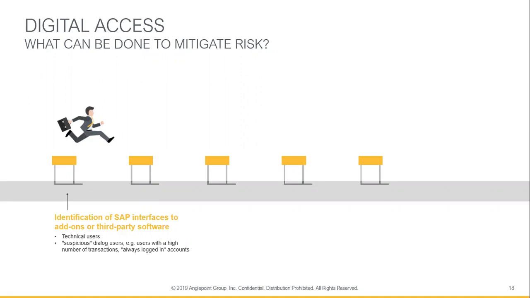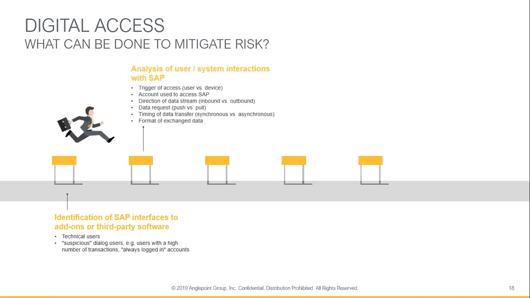Someone who's always logged on, again, that's probably not a human. For suspicious dialogue users, the actual name of the user can also be interesting. In one example, we saw our customer had a dialogue user account named distributor XYZ, so we obviously knew that wasn't a real human. But that's the first step: identify where those applications are.